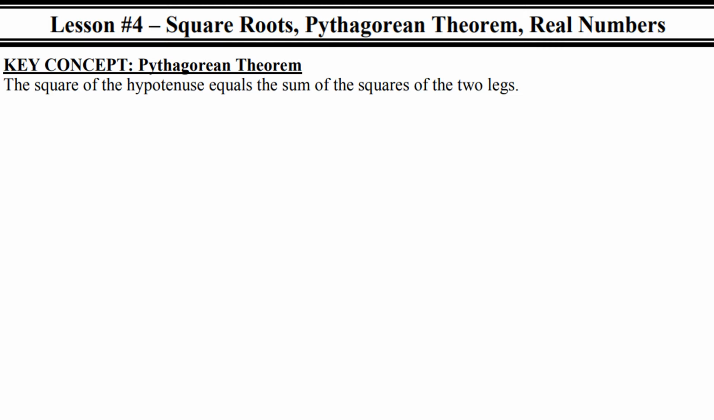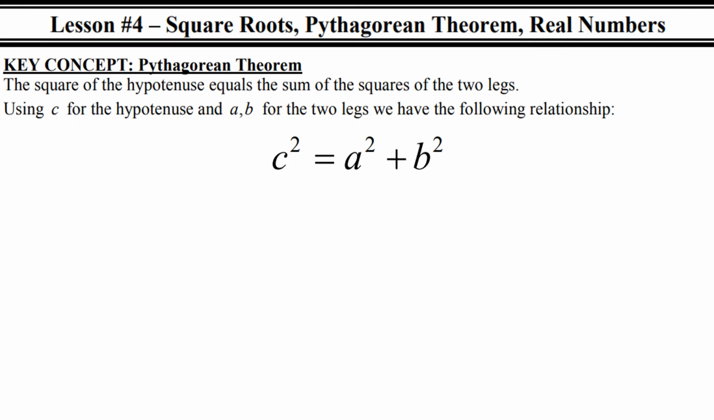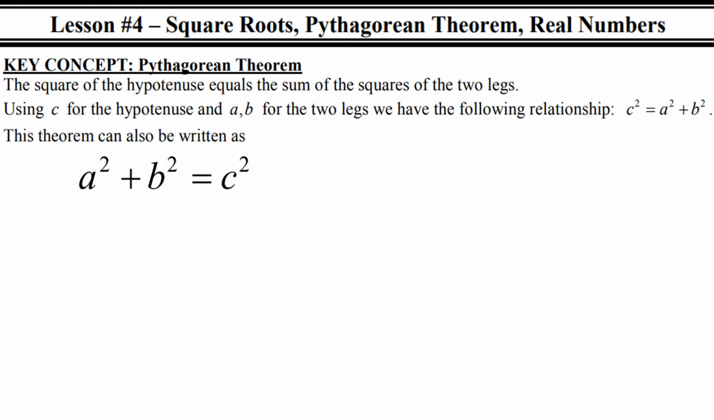Which brings us to the Pythagorean theorem. The square of the hypotenuse of a right triangle equals the sum of the squares of the two legs. Using C for the hypotenuse and A and B for the two legs, we have the following relationship. C squared equals A squared plus B squared. The hypotenuse squared equals the sum of the squares of the two legs. This theorem can also be written in the opposite order with the hypotenuse squared on the right side. A squared plus B squared equals C squared.